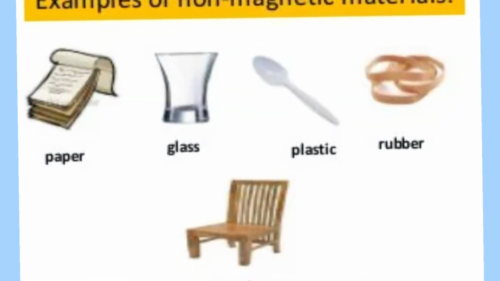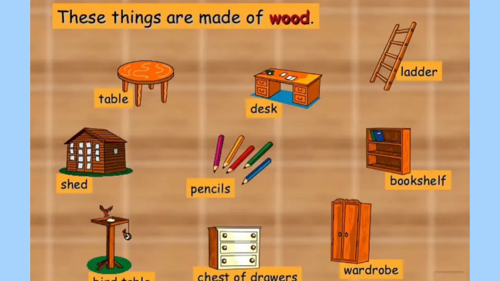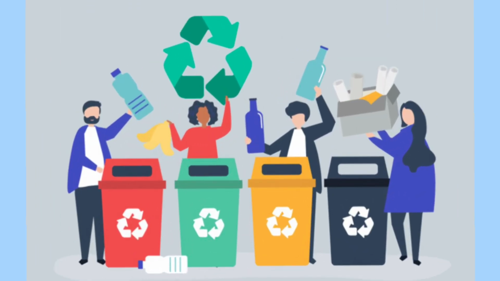So, by classifying materials into groups, we can observe patterns in their properties. This saves our time and efforts in coping up with our world. Okay kids, it was all about sorting materials.